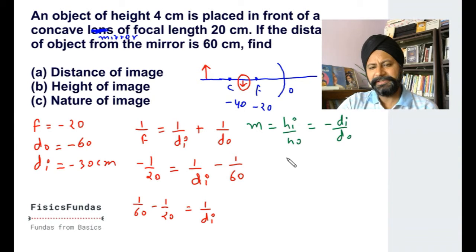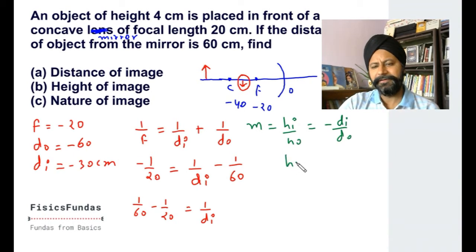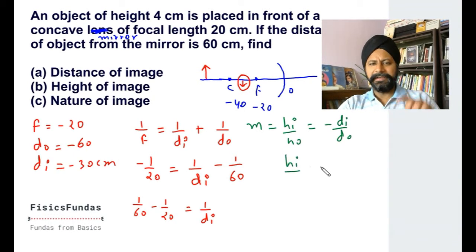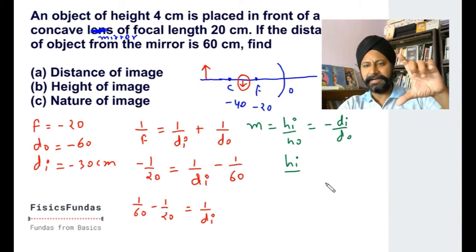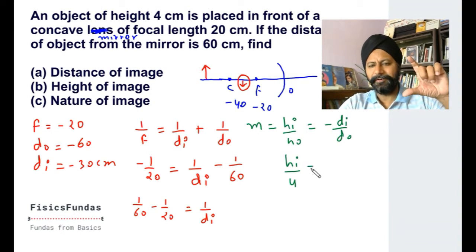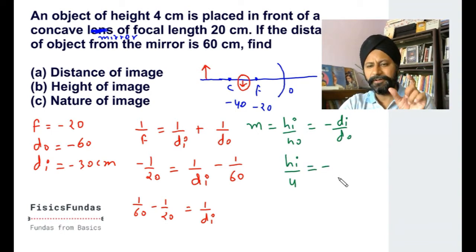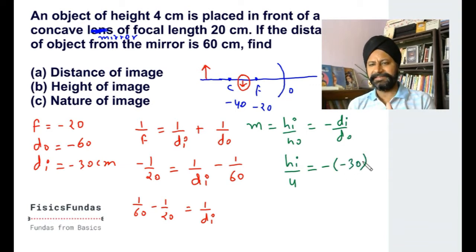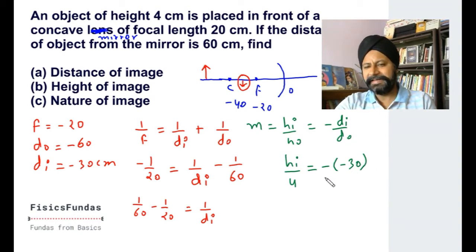So now the height of the image has to be found. I do not know the height of the image, but I know the height of the object. It's 4 centimeters big, and it has to be positive 4 because it's 4 centimeters and upright. The object is always upright. There is a minus sign because the formula demands it, but then there is another negative sign because the value of di itself is negative. So be careful when you're putting these values. Signs have to be there. Do is also negative, that is negative 60.